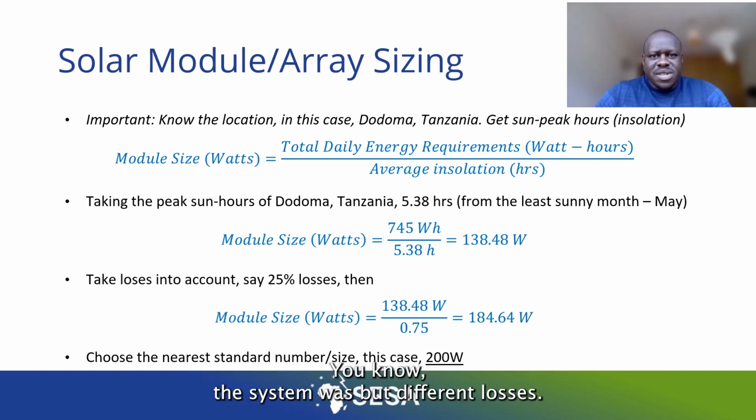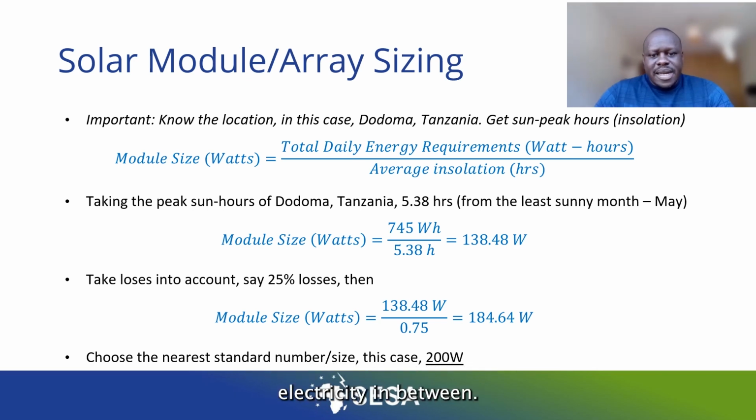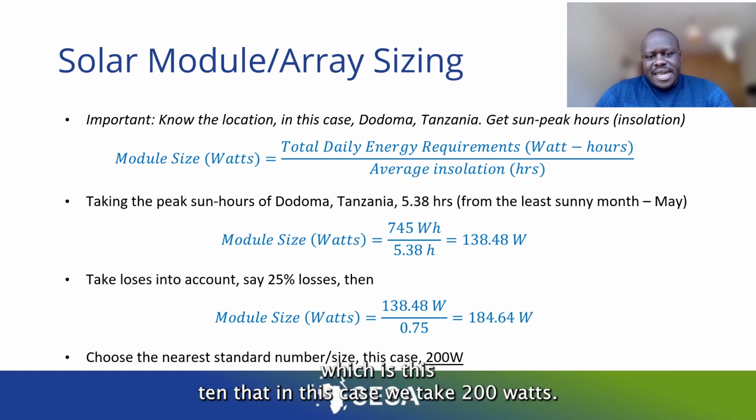You know, the system has got different losses. If you run cables from one point to the next, you are encountering some resistance, and then you lose some electricity in between. So 25% loss is typically taken into consideration. And in this case, we get a module size of 184.64 watts. And you have to go to the market and see what is the next close number, which is the standard. In this case, we take 200 watts.